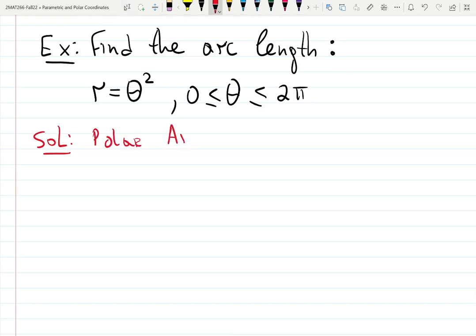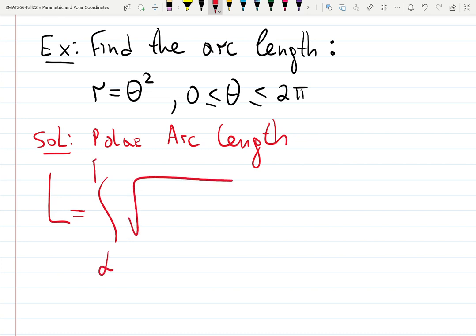Polar arc length formula is L, a gigantic square root, integral from alpha to beta. So we have the original squared plus the derivative squared. That's the one. Original squared and derivative squared, d theta. We have that.